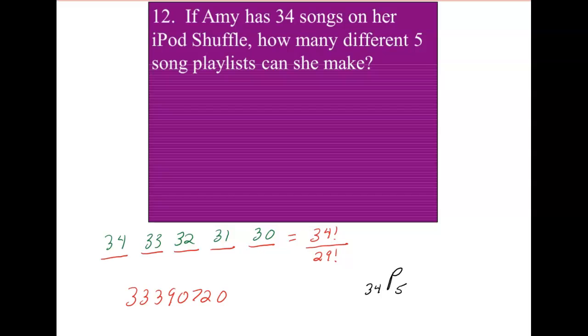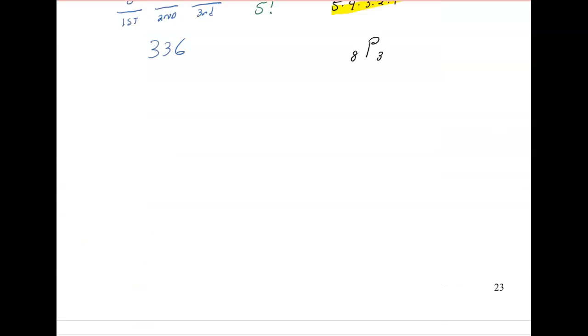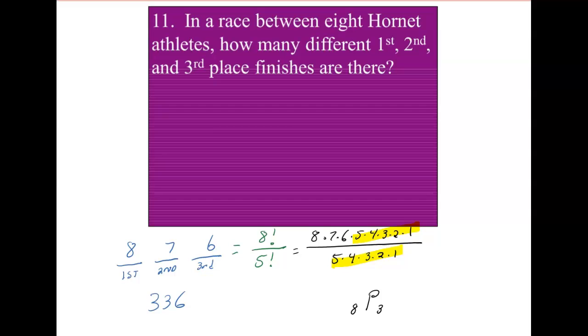So if you're more comfortable using this for your work that I just highlighted in yellow, that's acceptable. Some people liked to use that for their work. 333900720. Some people liked the dash method, so they did the work in green. Other people liked the factorial method. Ms. Gilbert and I do not have a preference on which way you solve problem number 12 or which way you solve problem number 11. Your work is perfectly fine to be what I just highlighted in yellow, or this green work, or if you prefer, the dash method. All three methods work.